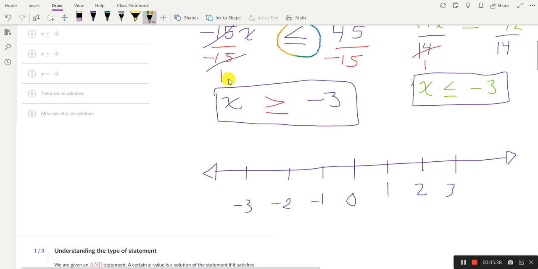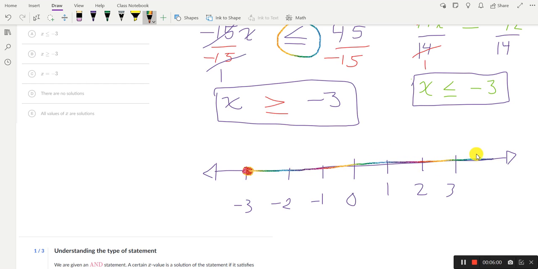Okay, and so what is this telling me? Well, what it's telling me is that x, let's graph the first one. X is equal to or greater than -3. So that means that it must go in this direction. Okay, so it must go in this direction.